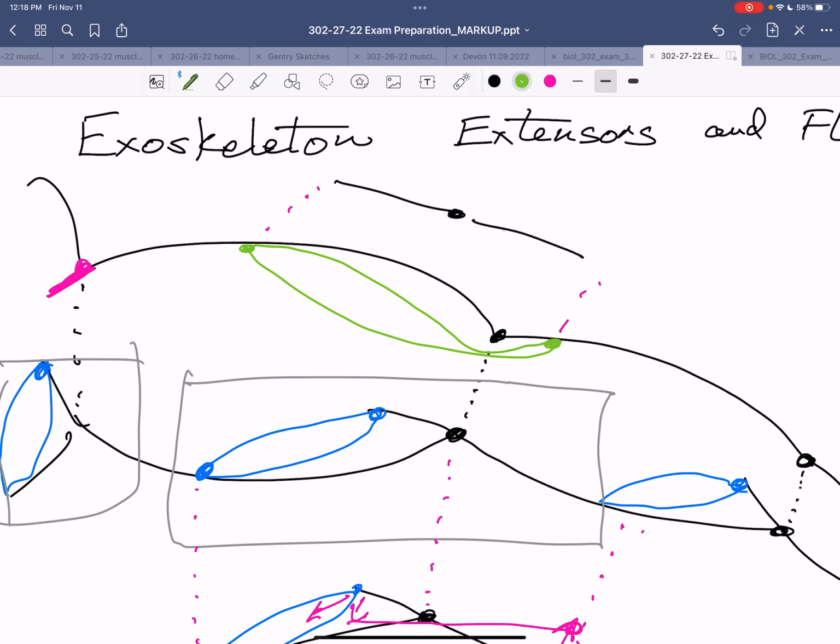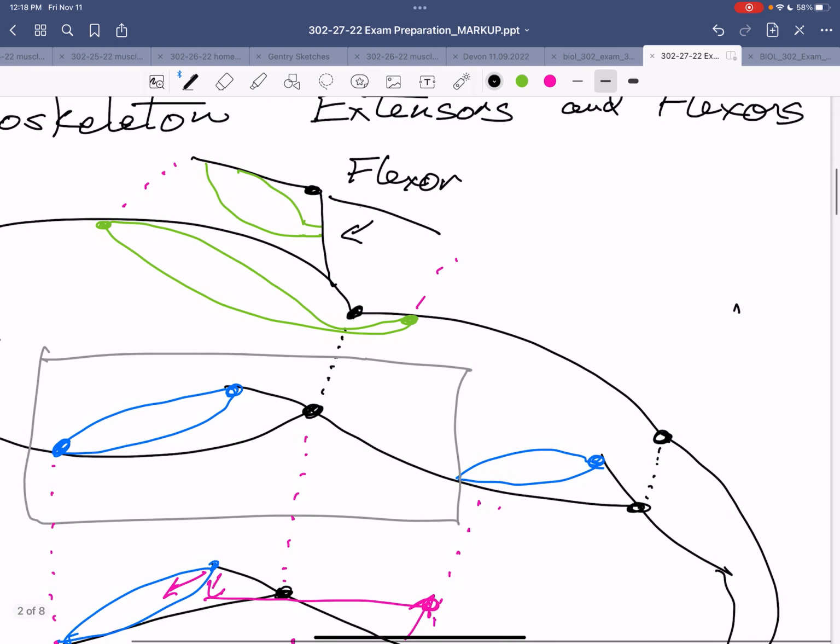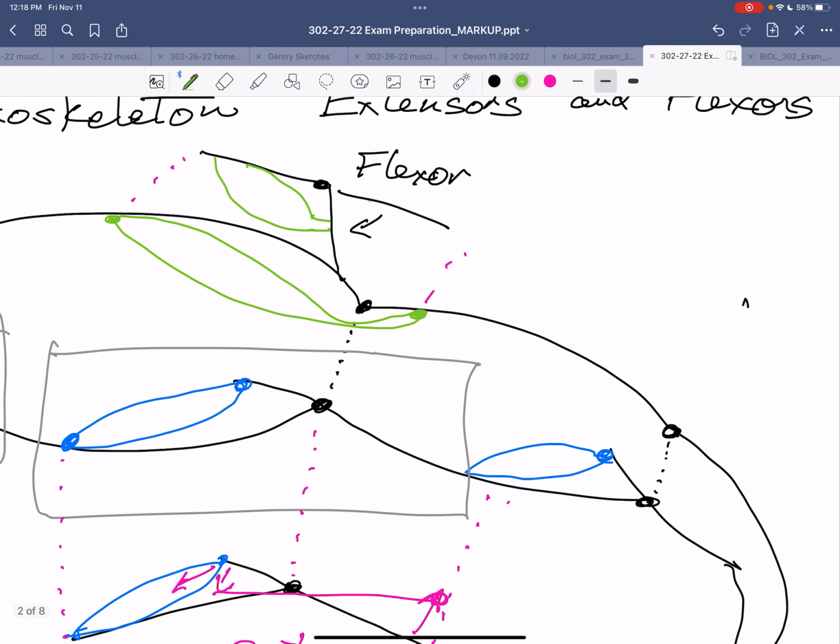For this muscle to shorten, it can only go that way, right? It can't go this way. It can only go this way. So our muscle then is going to be pulling like so. So if our muscle gets shorter and fatter, there it is. We're pulling the limb in that direction. It's a flexor.